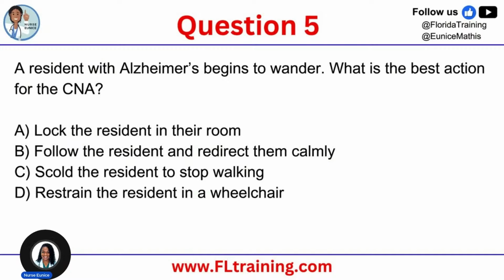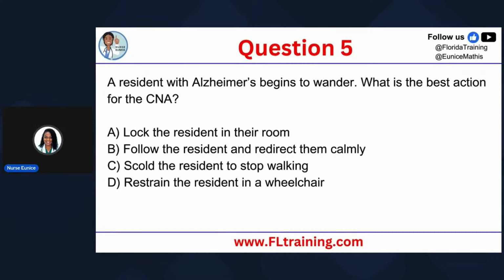So question 5. A resident with Alzheimer's begins to wander. What is the best action for the CNA? A, lock the resident in their room. B, follow the resident and redirect them calmly. C, scold the resident to stop walking. Or D, restrain the resident in a wheelchair.